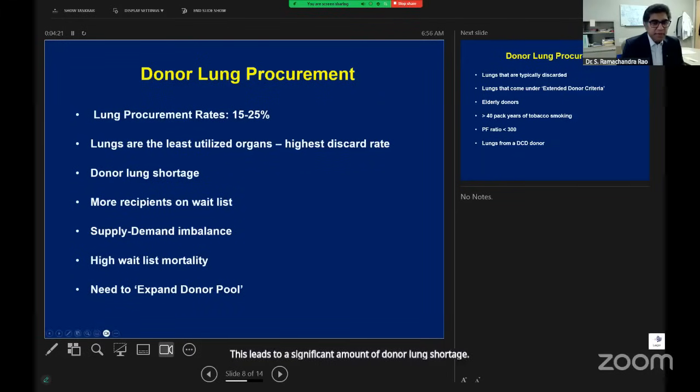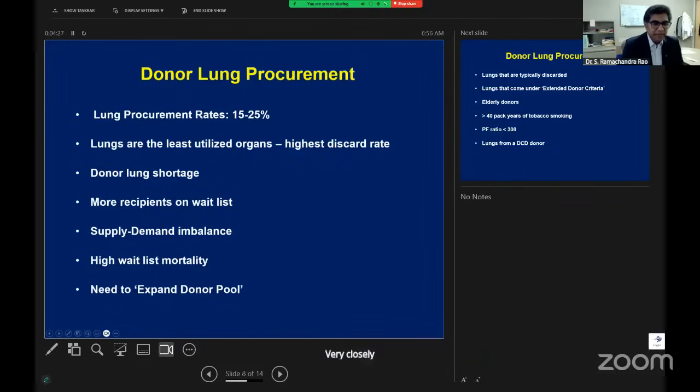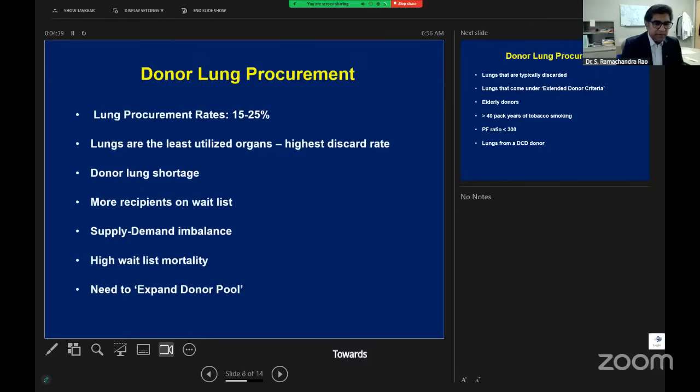There are more recipients on the wait list. This leads to an acute, very closely noted and painfully felt supply-demand imbalance. This results in high waitlist mortality. Patients who are actively worked up and listed don't even have a shot at becoming recipients. And there is an acute awareness and a need to expand the donor pool.